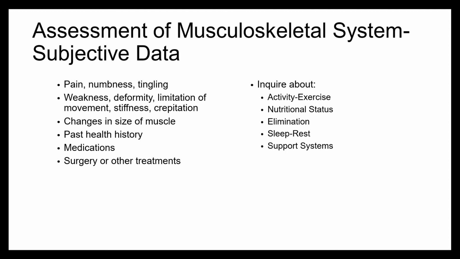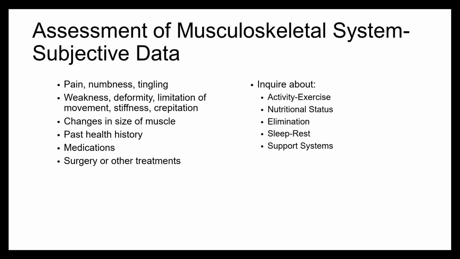The first thing we want to do is find out some background information regarding the patient's complaints. We need to know some information regarding their pain, if they're having any numbness or tingling of their extremities, where this problem is occurring within their anatomy, any weakness, any deformities, any limitation of their movement, stiffness or crepitation. Crepitation, if you're unfamiliar with what that is, it's abnormal popping or cracking noises that may be made, especially with range of motion. We'd want to ask them if they've noted any changes in the size of their muscles, if there's any discrepancies or lack of symmetry in muscle size, say from one extremity to the other.